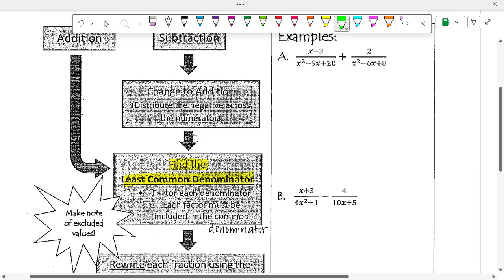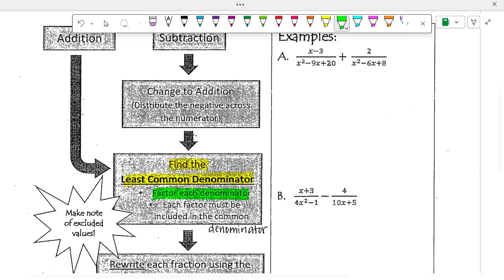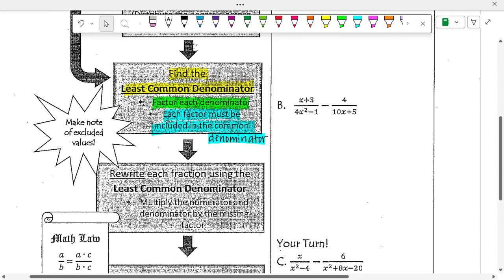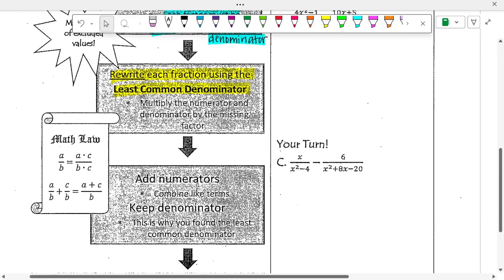Then we got to factor out our denominators. By factoring the denominators, that's what helps us find our least common denominator. And then each factor must be included in the common denominator. I'll explain what that means in a second. Then we rewrite the fraction using the least common denominator. That's where we multiply by what we're missing to get the common denominator. And then we just add the numerators. All we do for that is combine like terms.